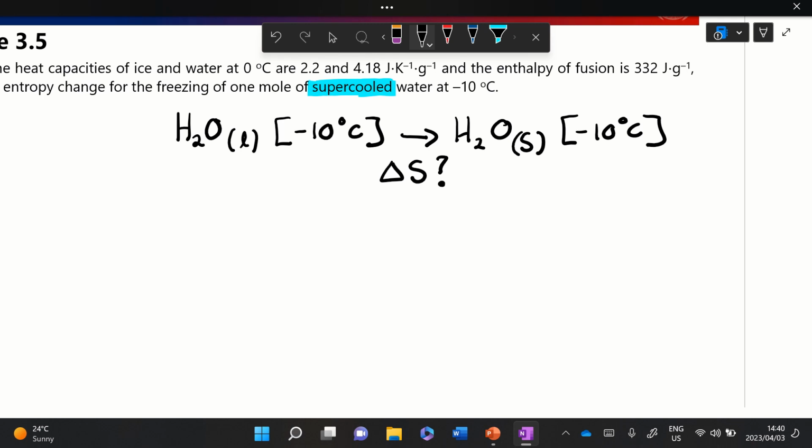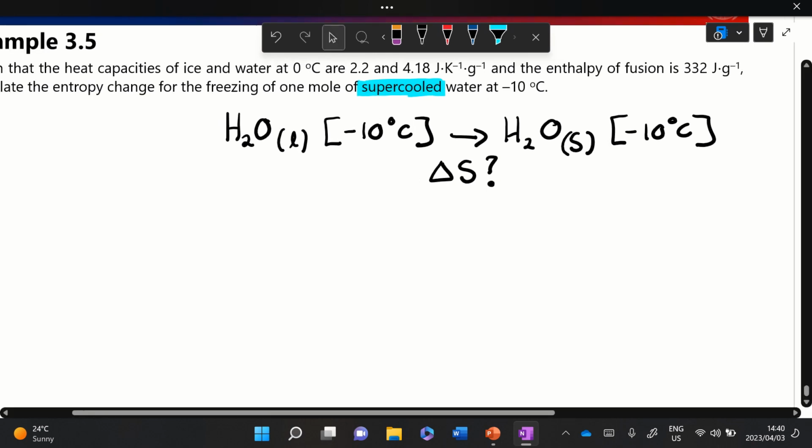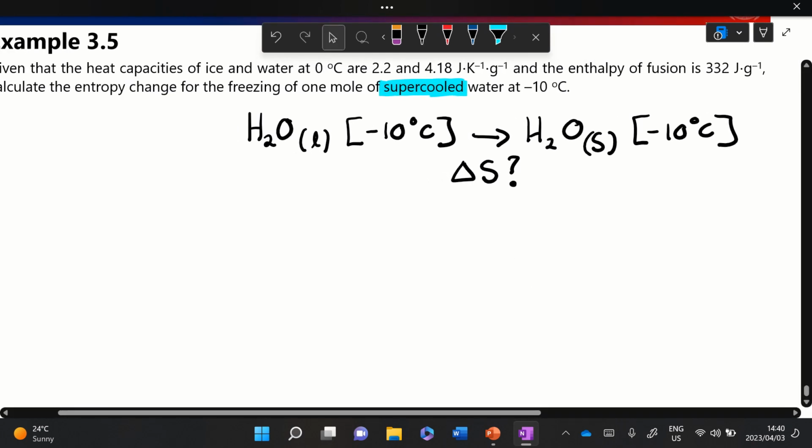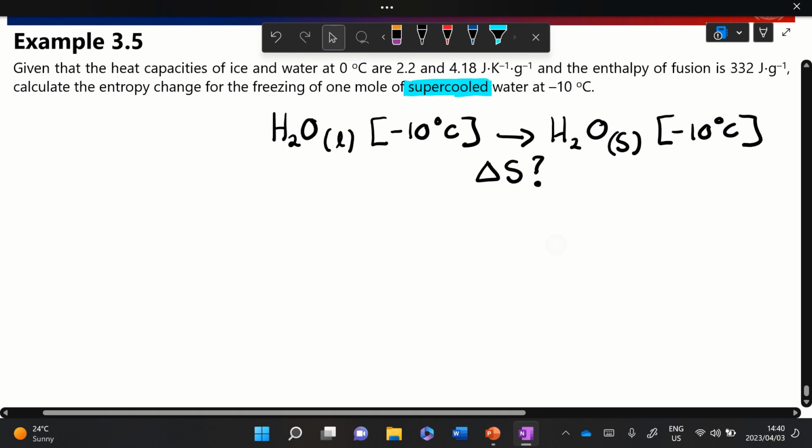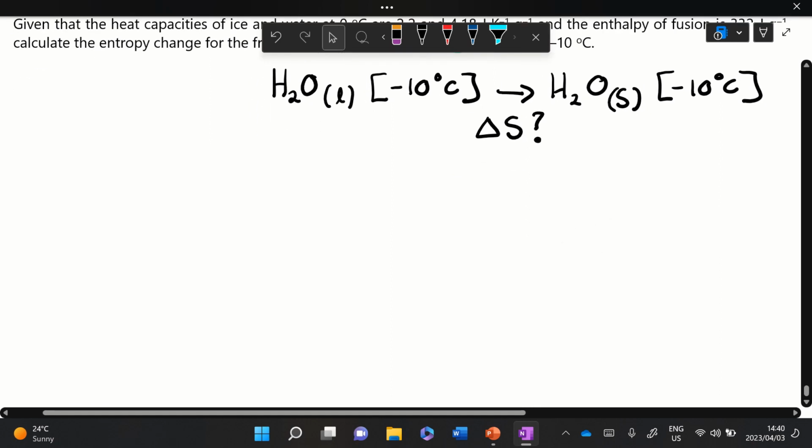Just out of interest, what do you expect the sign of delta S to be? We're going from a liquid to a solid. So in other words, there should be a decrease in disorder. In other words, you expect it to be negative, right? Of course, you answered that on your own. I didn't help you at all with giving you the answer there. So that's what we're looking for.